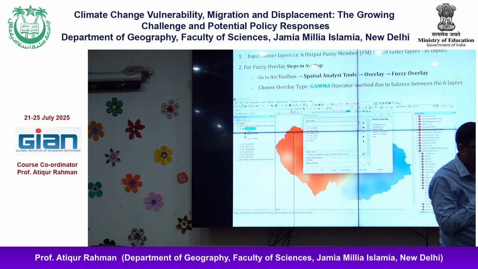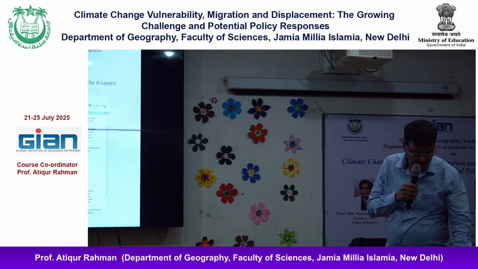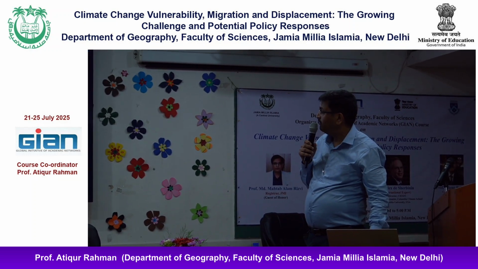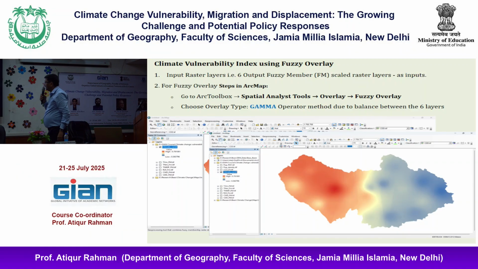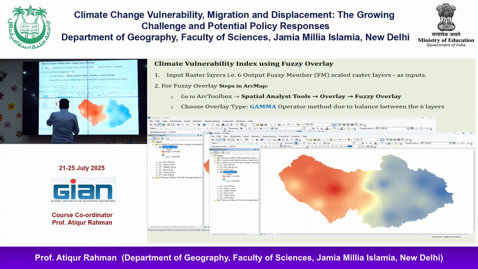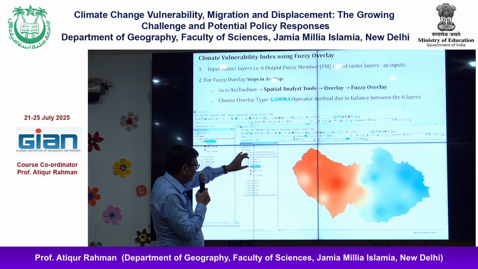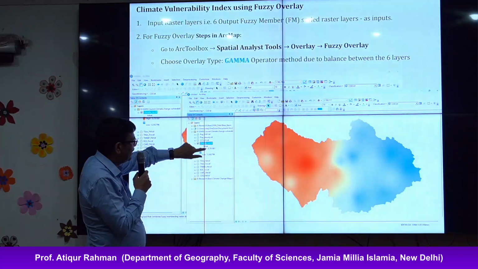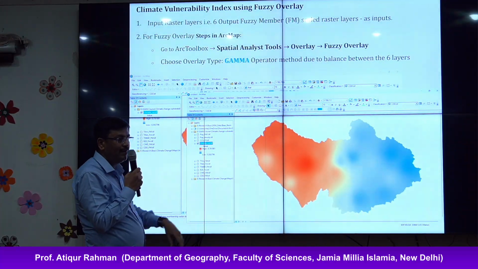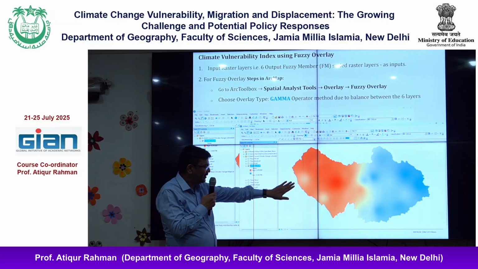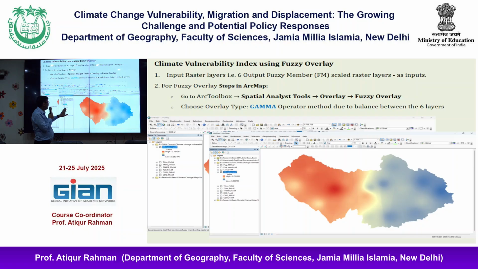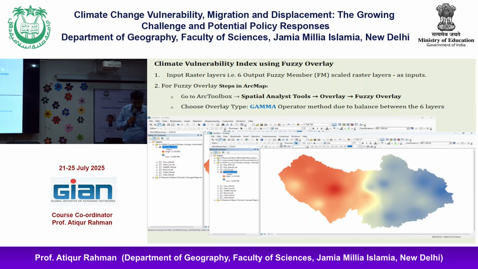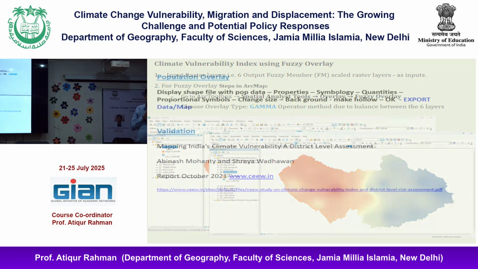After that, once we apply this operator, fuzzy membership, we go for climate vulnerability modeling using all the 6 layers, and we get the final output map that I showed yesterday. This is a vulnerability map where you have low 0.3 to high 0.7. It varies from 0 to 1, right? And then what we did, we use the census data, population data.